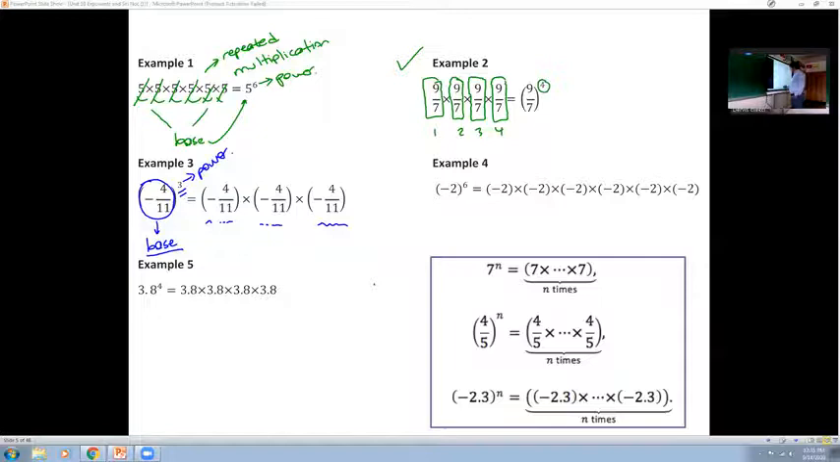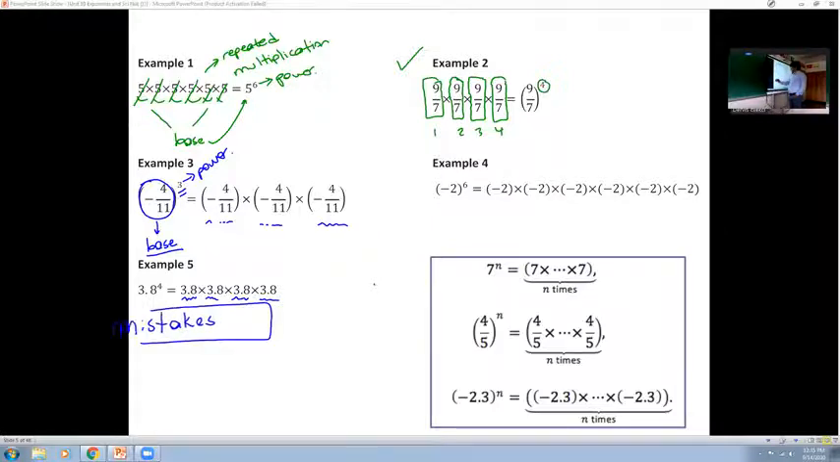And now the last one is 3.8 to the power of 4. You see that, guys, 3.8 to the 4th power is the same as this one. Okay, very important thing: most of the students make these mistakes. Please do not do it.